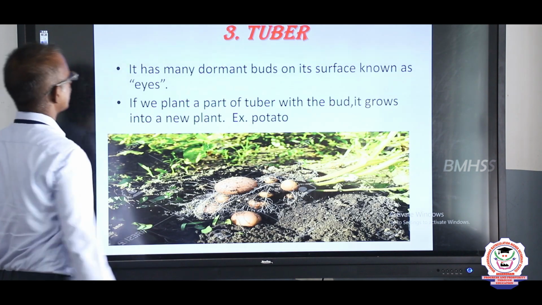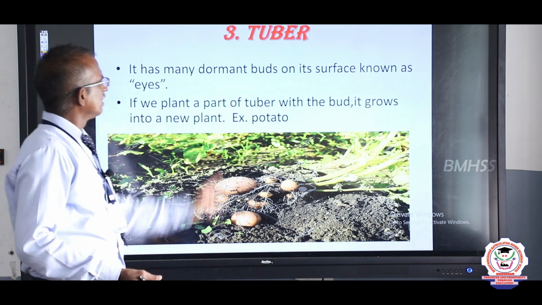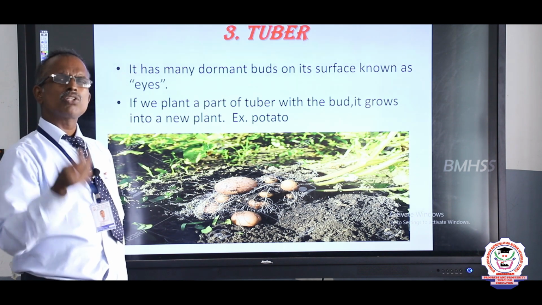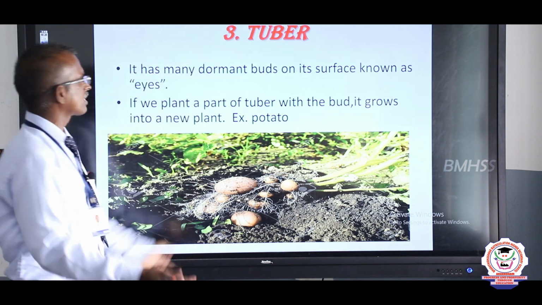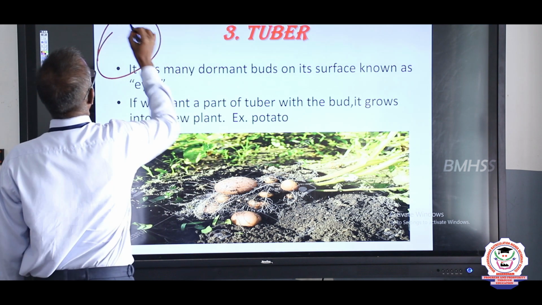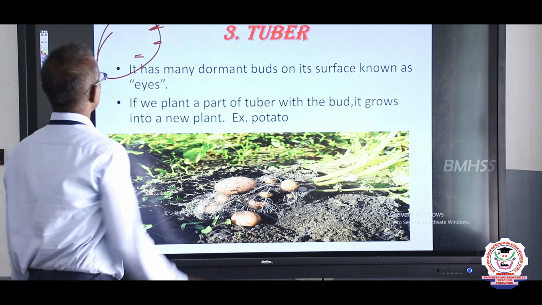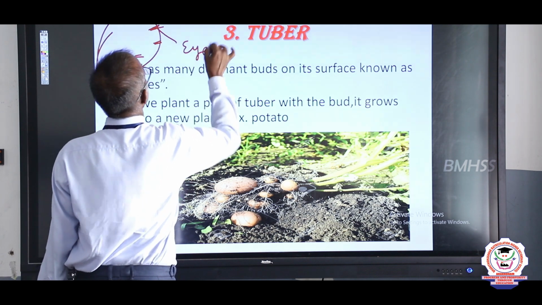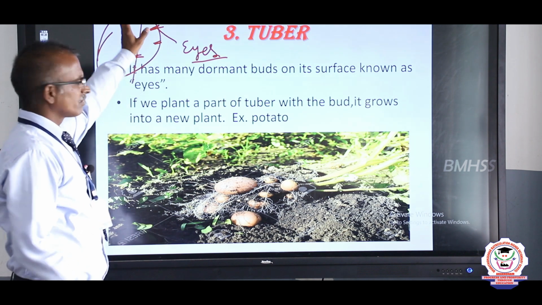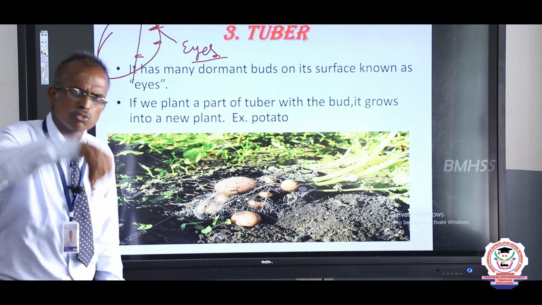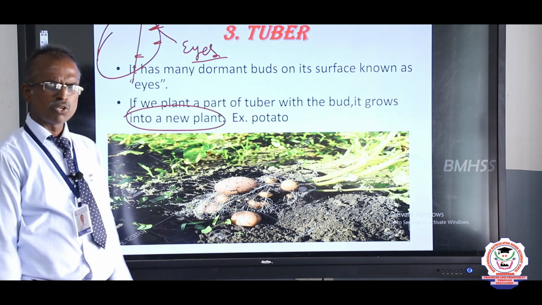Now we go for the tuber. Tuber is a small, spherical structure which has many small dormant buds. Dormant means inactive. These small bud-like structures are found on the outer surface, and these buds are called eyes. If you take one small part of the tuber with a bud, it grows in the soil to produce a new plant.